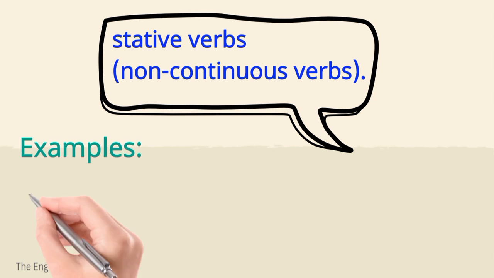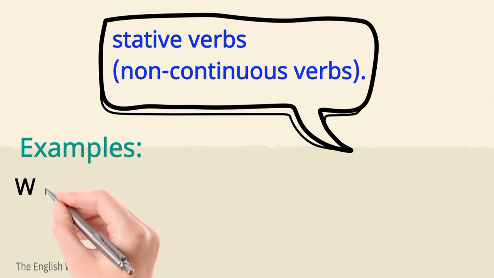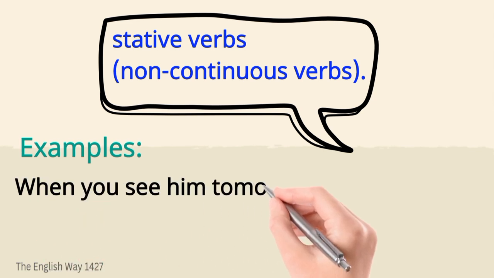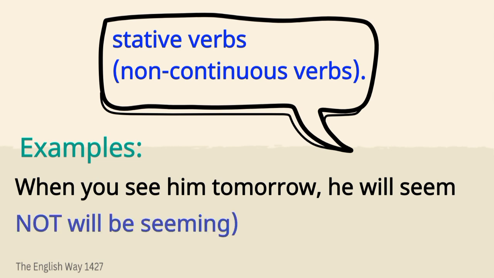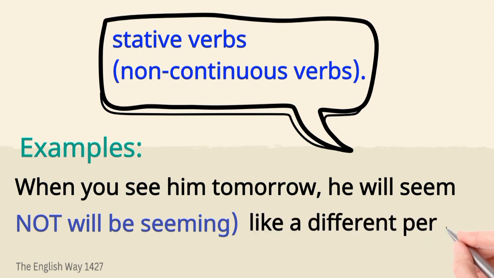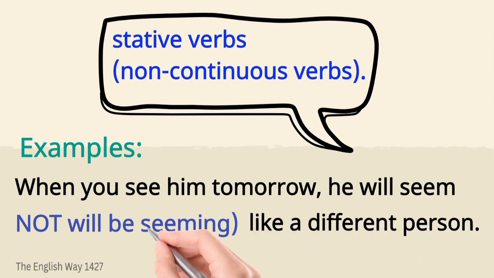Stative verbs, non-continuous verbs. Look at the example. When you see him tomorrow, he will seem, not will be seeming, like a different person.